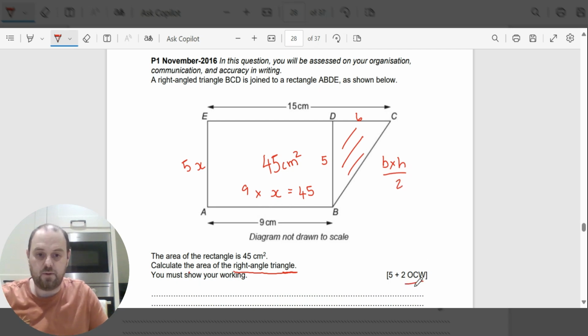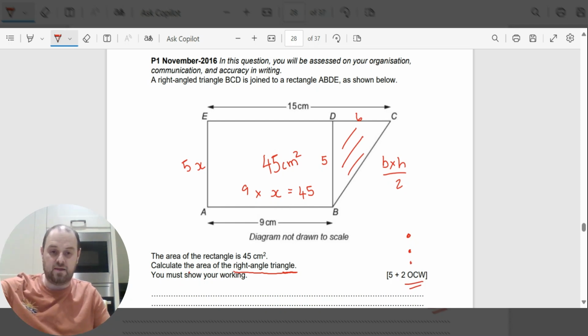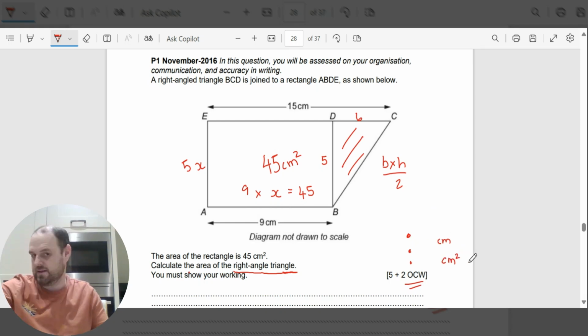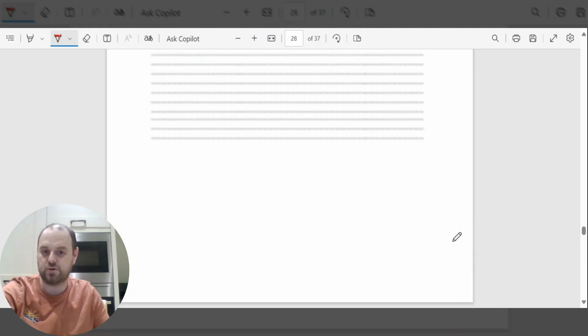It's OCW, so I'm going to need some bullet points. The length of the rectangle is, the area of the triangle is, also units. If we're talking about lengths, it'd be centimeters. If it's areas, centimeters squared, etc. Okay?